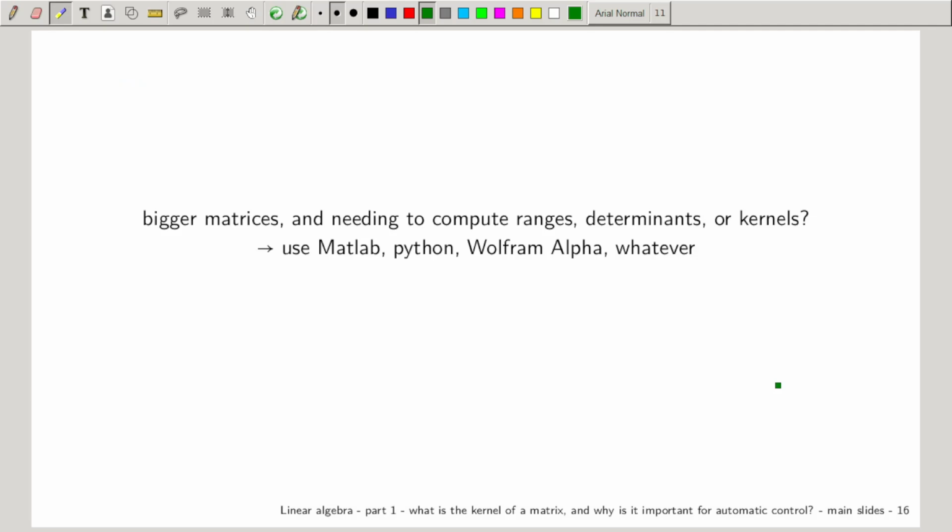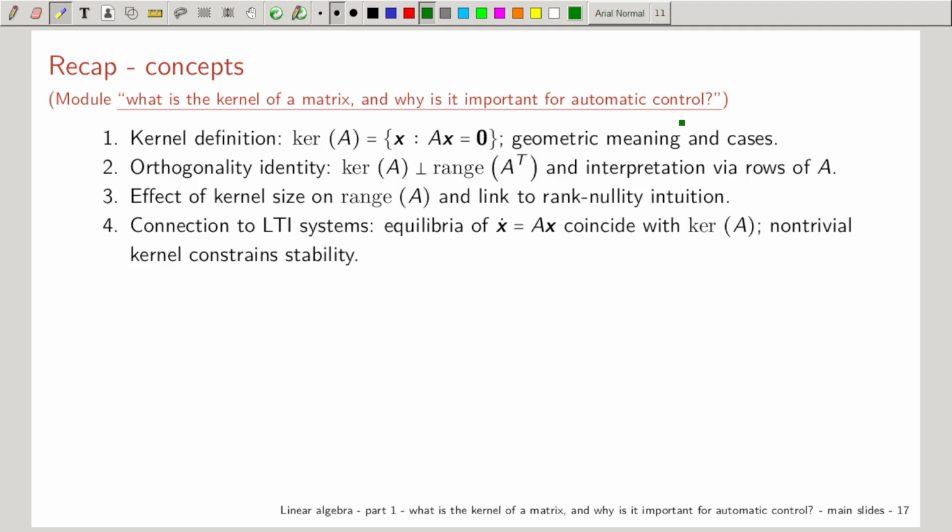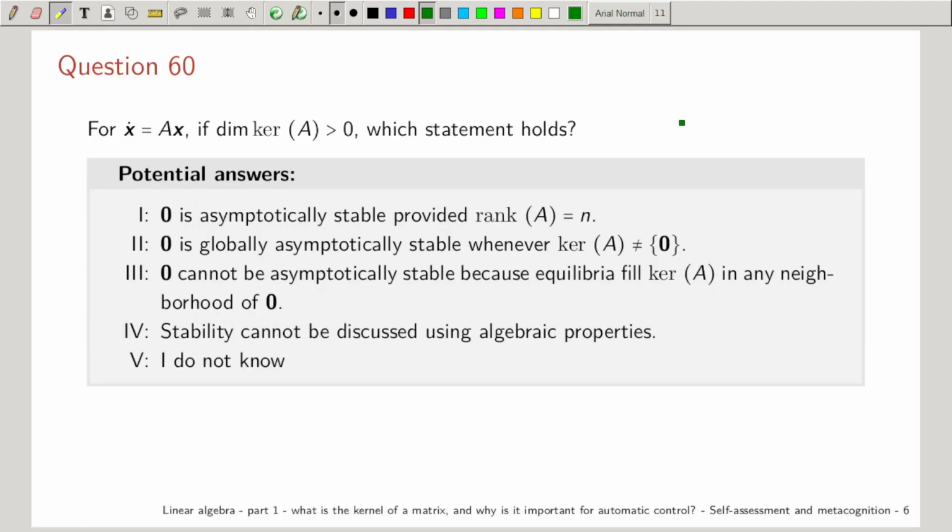This one you do at home. Bigger matrices you do at home. Let's do this one.